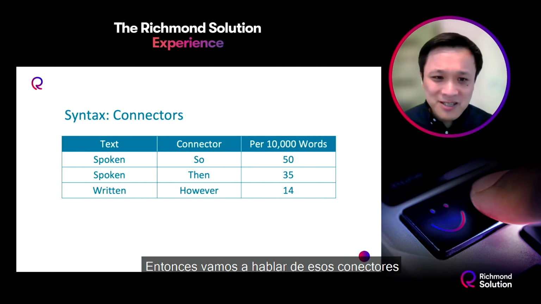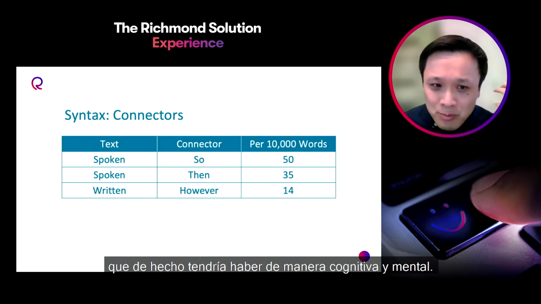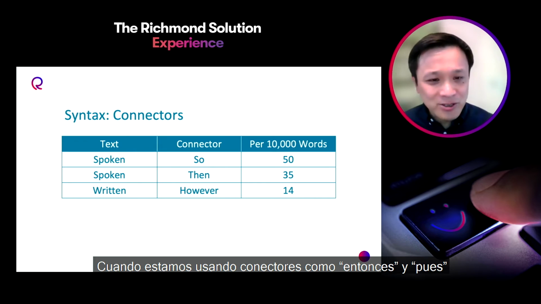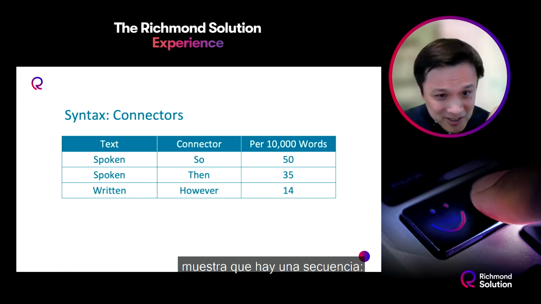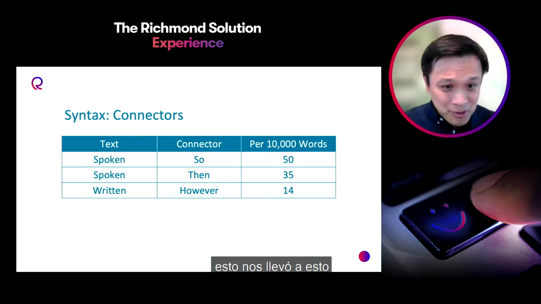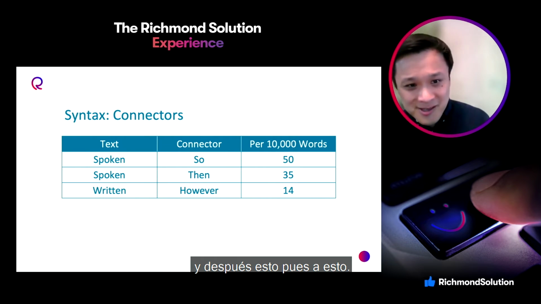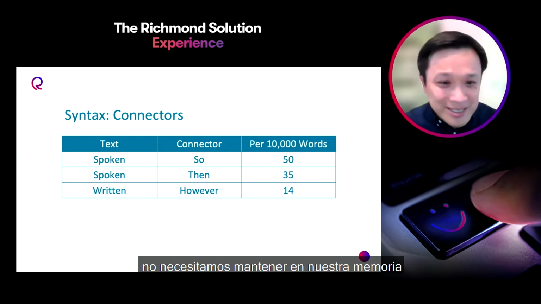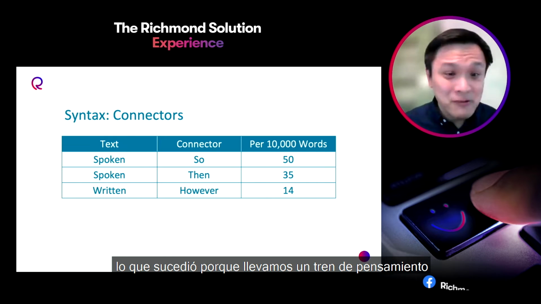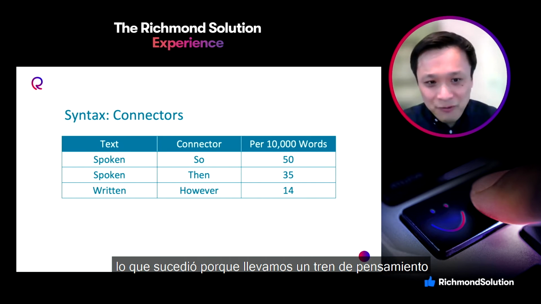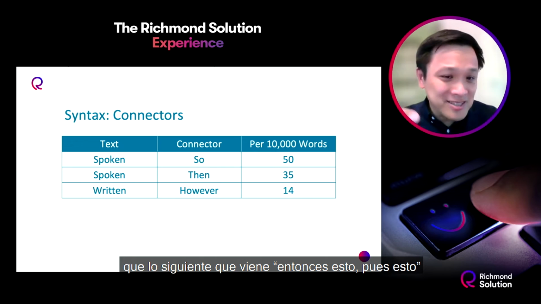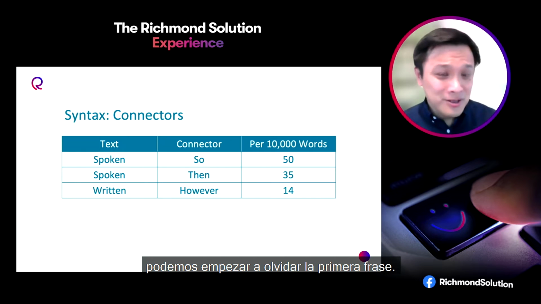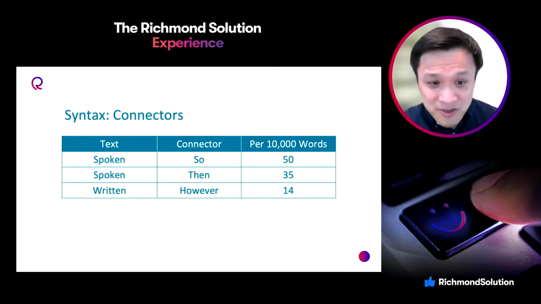Now let's think about these connectors and what we're actually having to do mentally and cognitively when we're using them. When you're using connectors like so and then, it tells us that there's a sequence. This led to this, then this, which basically tells you that once you moved on to the next thing, you don't really need to keep at the back of your head the thing before it, because you've already followed the train of thought, and you know that the next thing that comes, so this, then that, and therefore you can feel free to just forget about the previous thing.